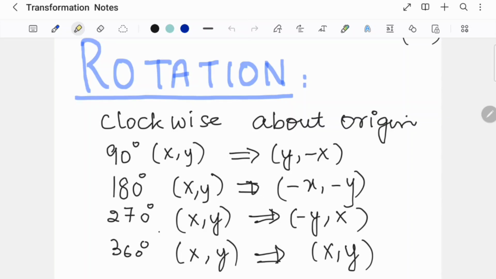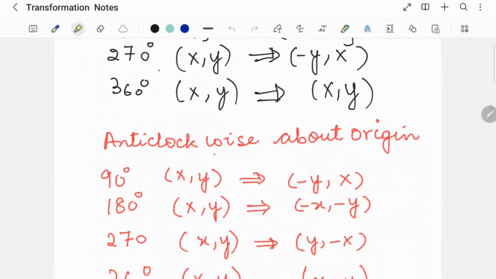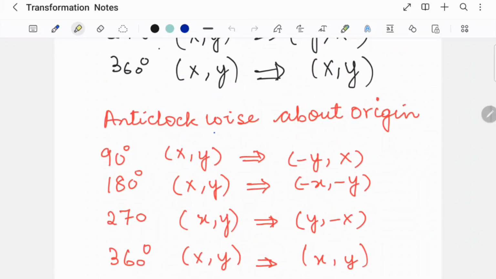Here are some rules I've written. Just see the clockwise rules, but these rules are only about the origin. For a clockwise 90-degree rotation, (x, y) will become (y, -x). For 180 degrees, (x, y) will become (-x, -y). For 270 degrees, (x, y) will become (-y, x), and at 360 degrees it comes back to its original position. For anti-clockwise about the origin, 90 degrees, (x, y) will become (-y, x).